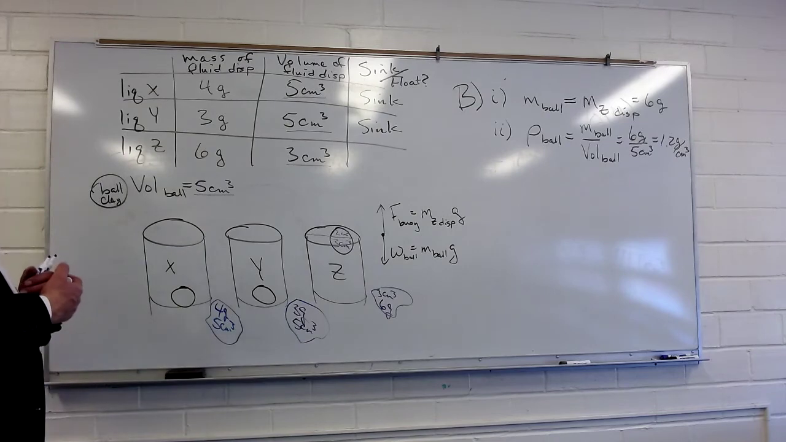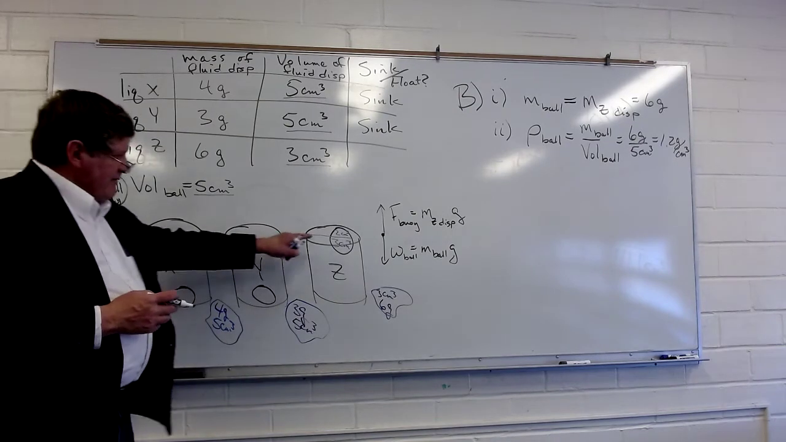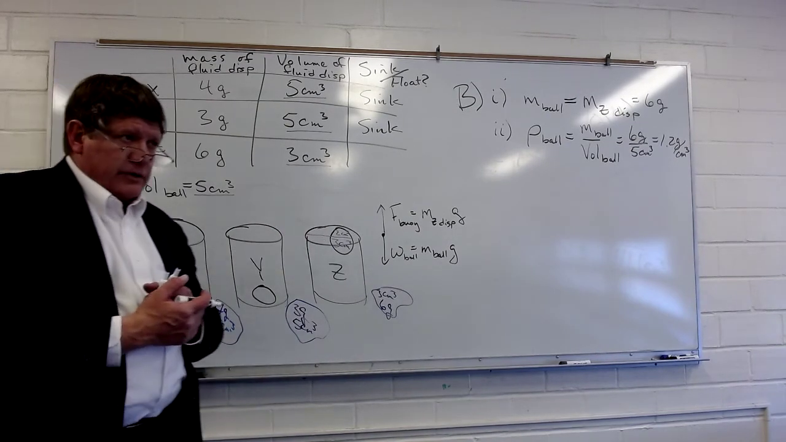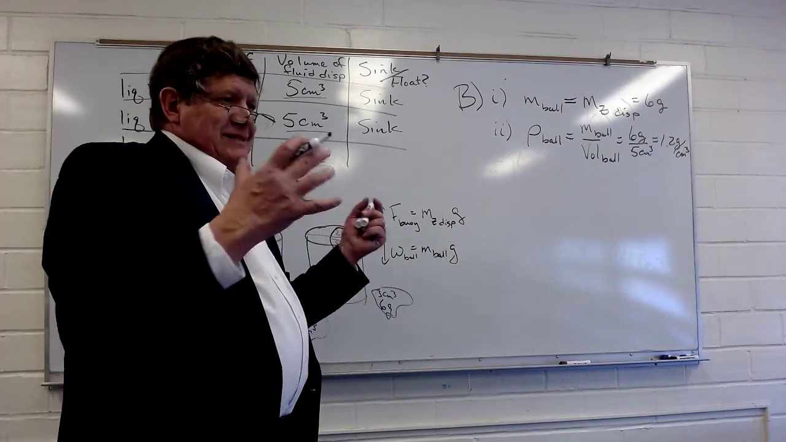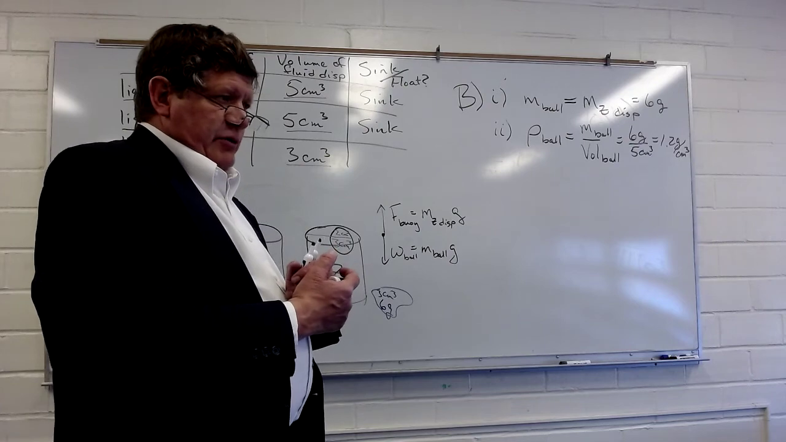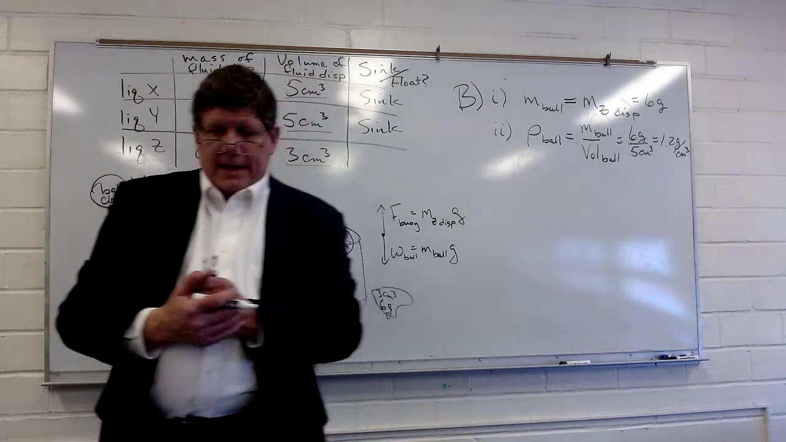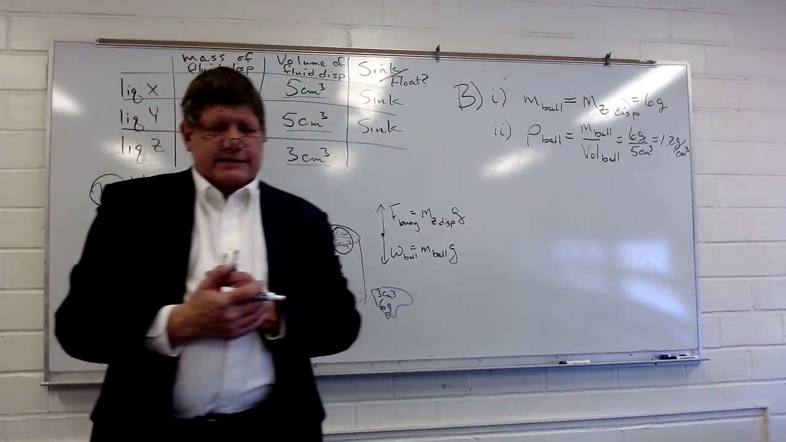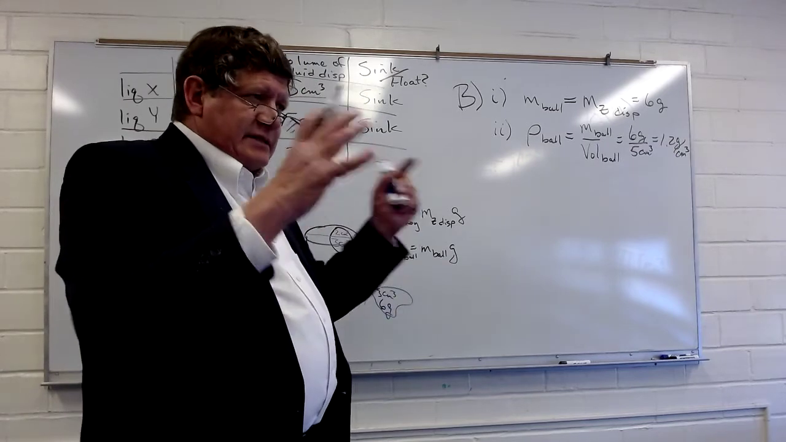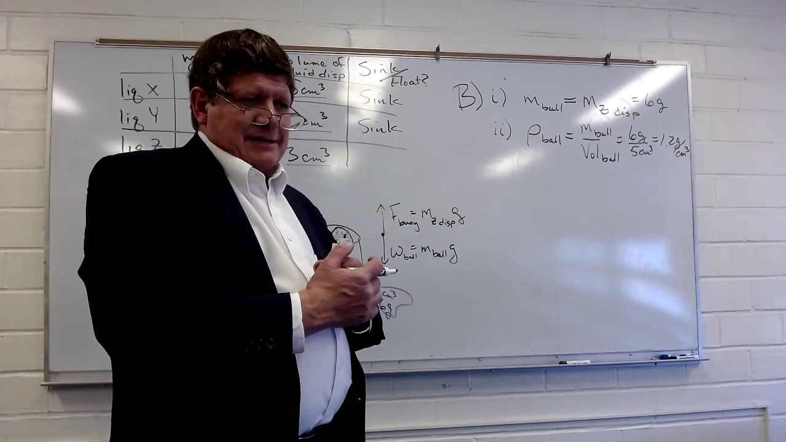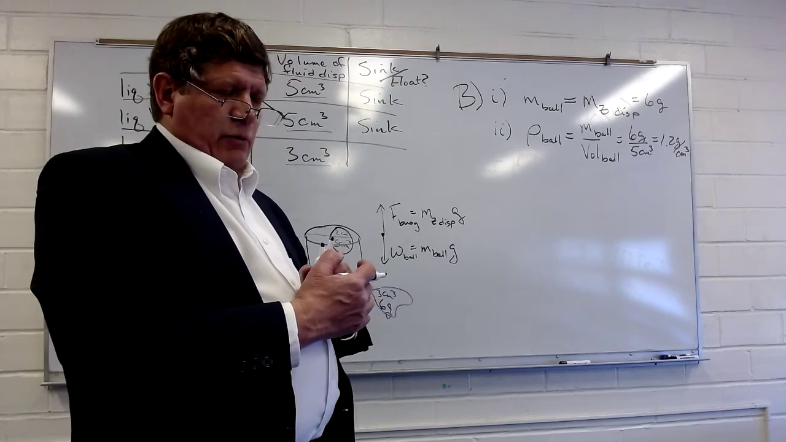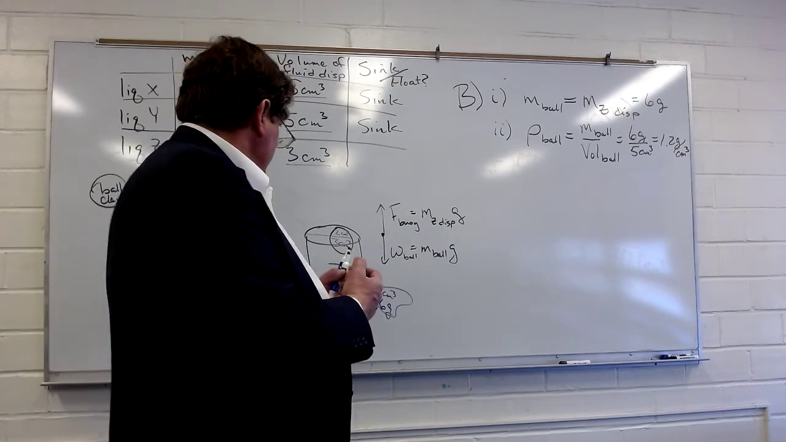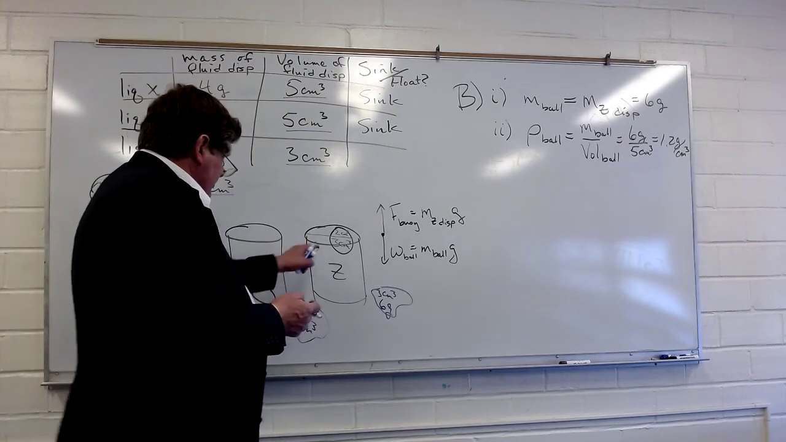There's another way. In class, we found that if you could only see 10% of the iceberg, that means 90% of the iceberg is submerged. And we were able to show in class that that means that the density of the ice is 90% of the density of the water that it's floating in. Well, let's use that here.